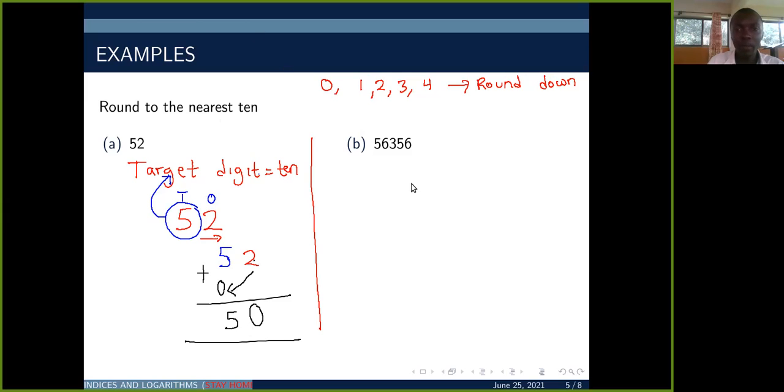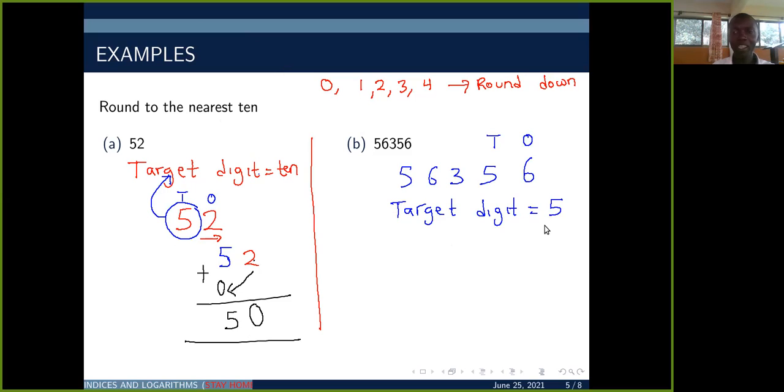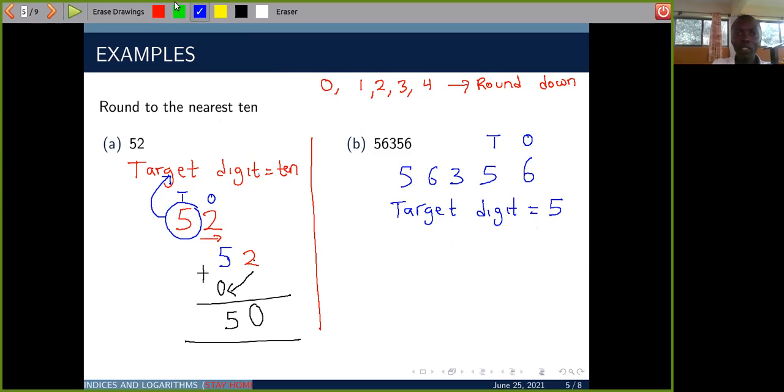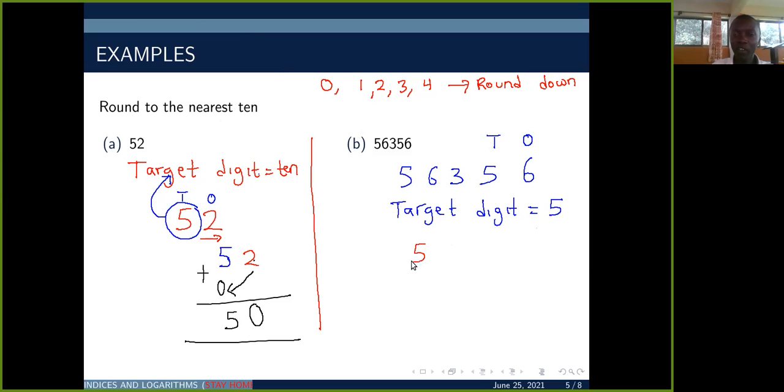Let's look at another number. We have 5, 6, 3, 5, and 6. Can you first identify your target digit? What is your target digit? Identify that digit that is in the position of the 10 place value. What is it? Has everyone noticed it? This is 0, this is 10. It is 5. Okay. Now, after identifying your target value, I'm going to come and say this is 5, 6, 3. Then my target value is what? Then I come back and I write 6.